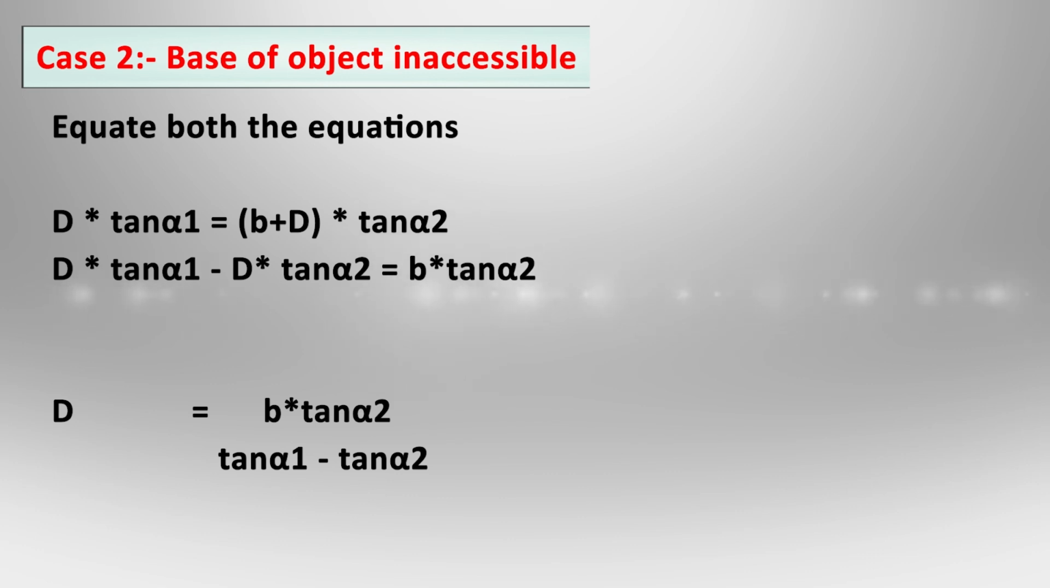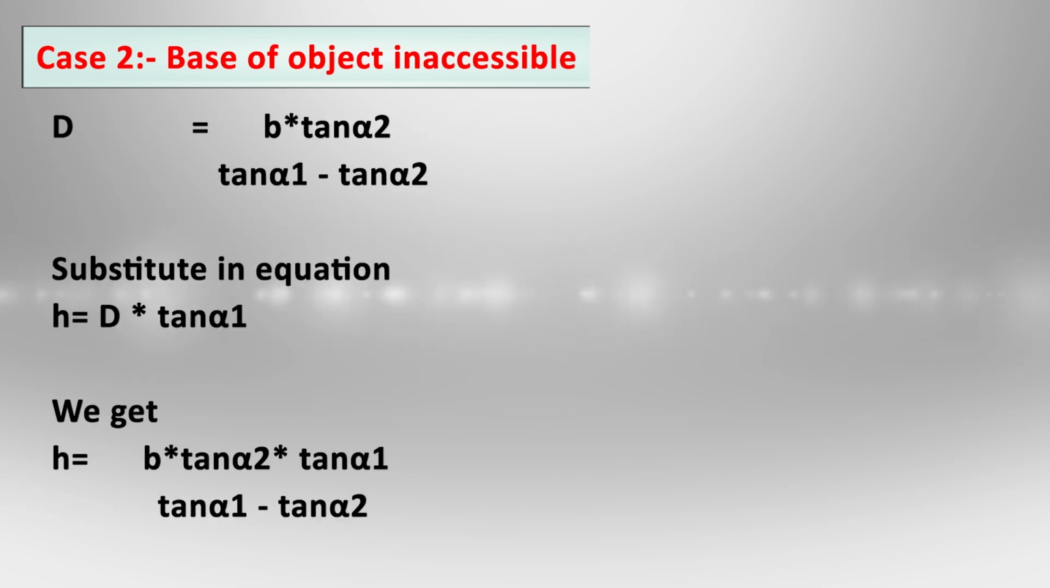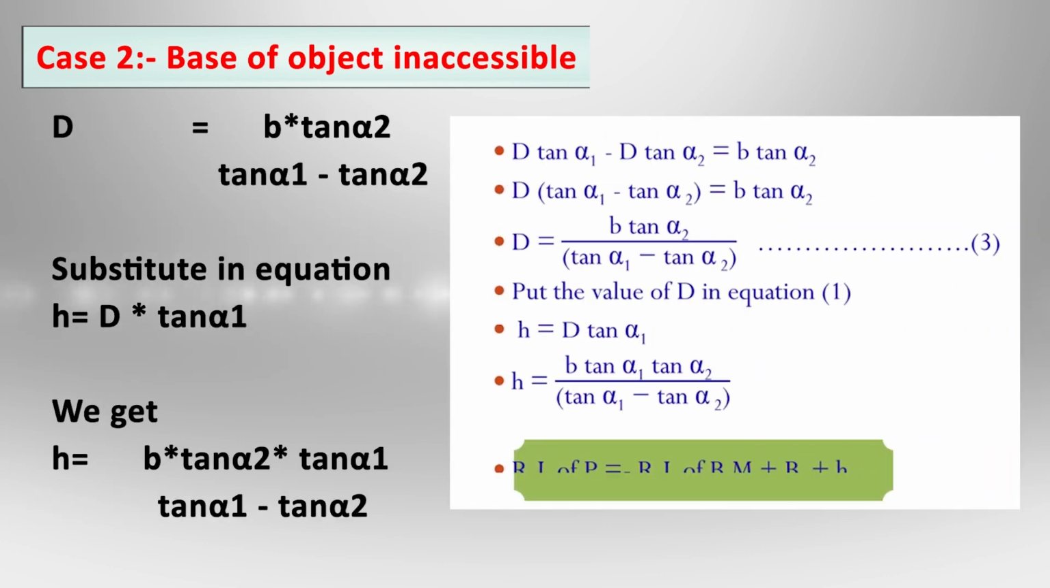So we will rewrite it, and eventually we solve and get D as b tan alpha 2 divided by tan alpha 1 minus tan alpha 2. So we will put this value that we obtained for capital D in the above equation, that is h is equal to D tan alpha 1. So we can write small h is equal to b tan alpha 1 into tan alpha 2 divided by tan of alpha 1 minus alpha 2.